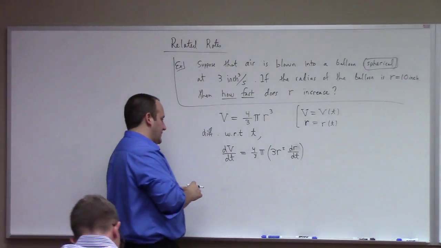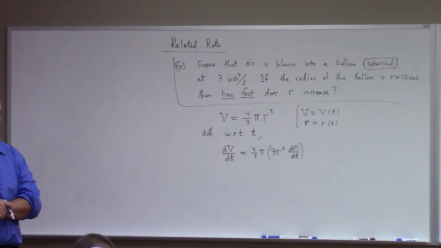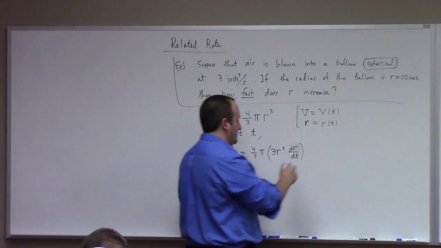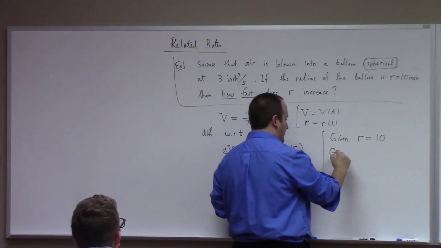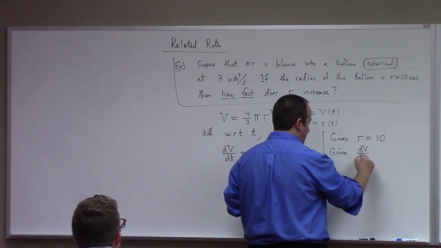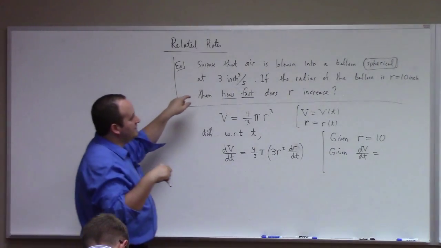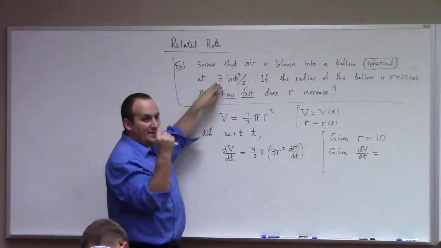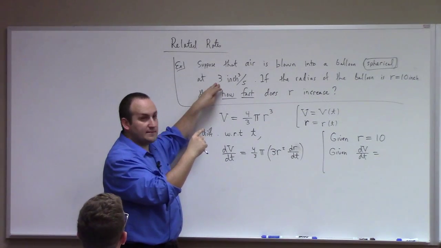So now, let's think about it. What are we given in this problem? Given the radius. What else are you given? Yeah, we're given that the radius is equal to 10. We're also given that dV/dt is what? Now, I didn't tell you dV/dt equals something. That is up to you to interpret. I told you that the air is blown into a balloon at 3 inches cubed per second. That means that dV/dt, in inches cubed and seconds, is 3.